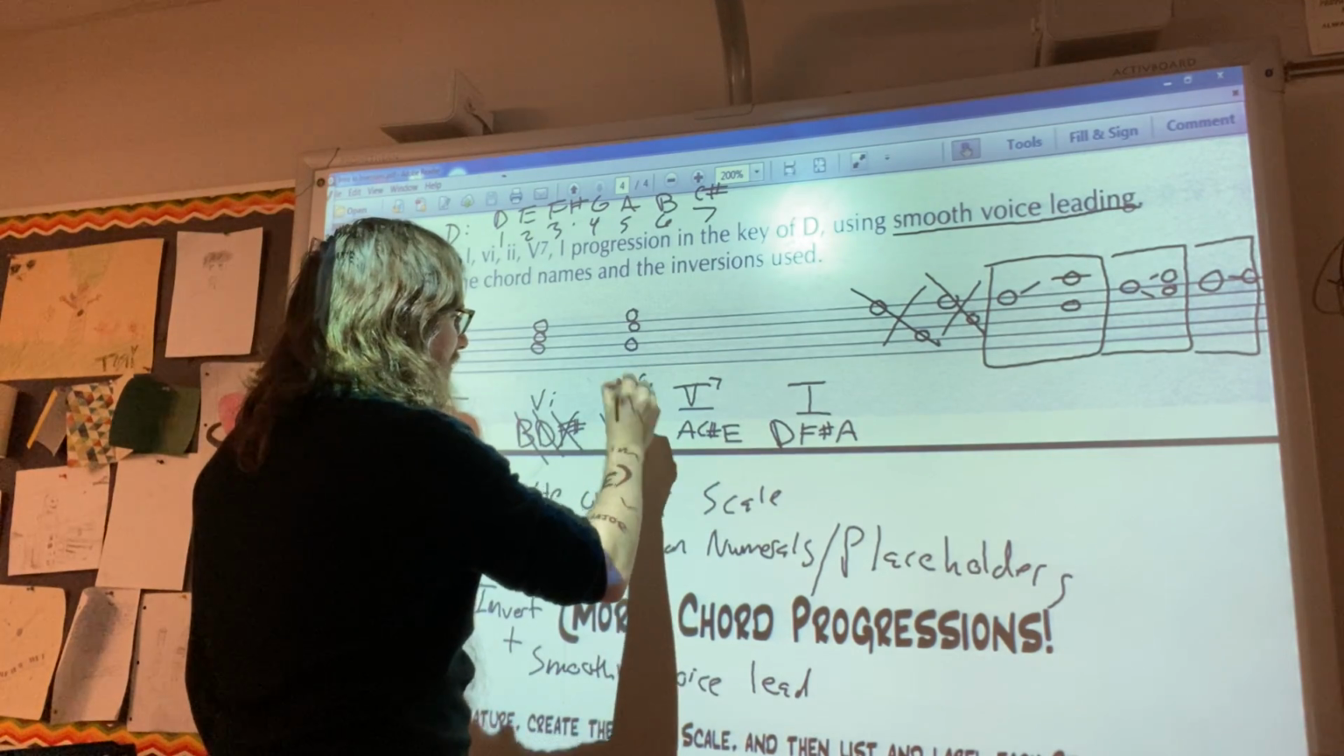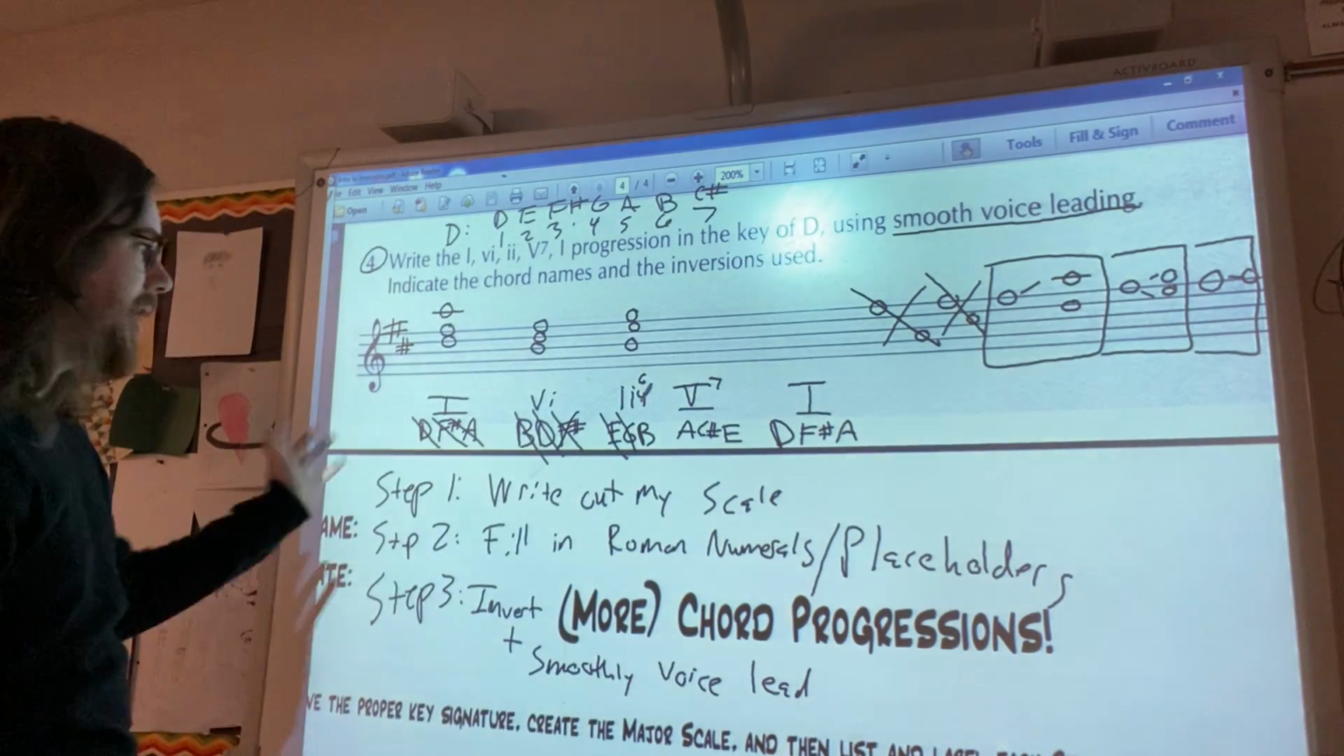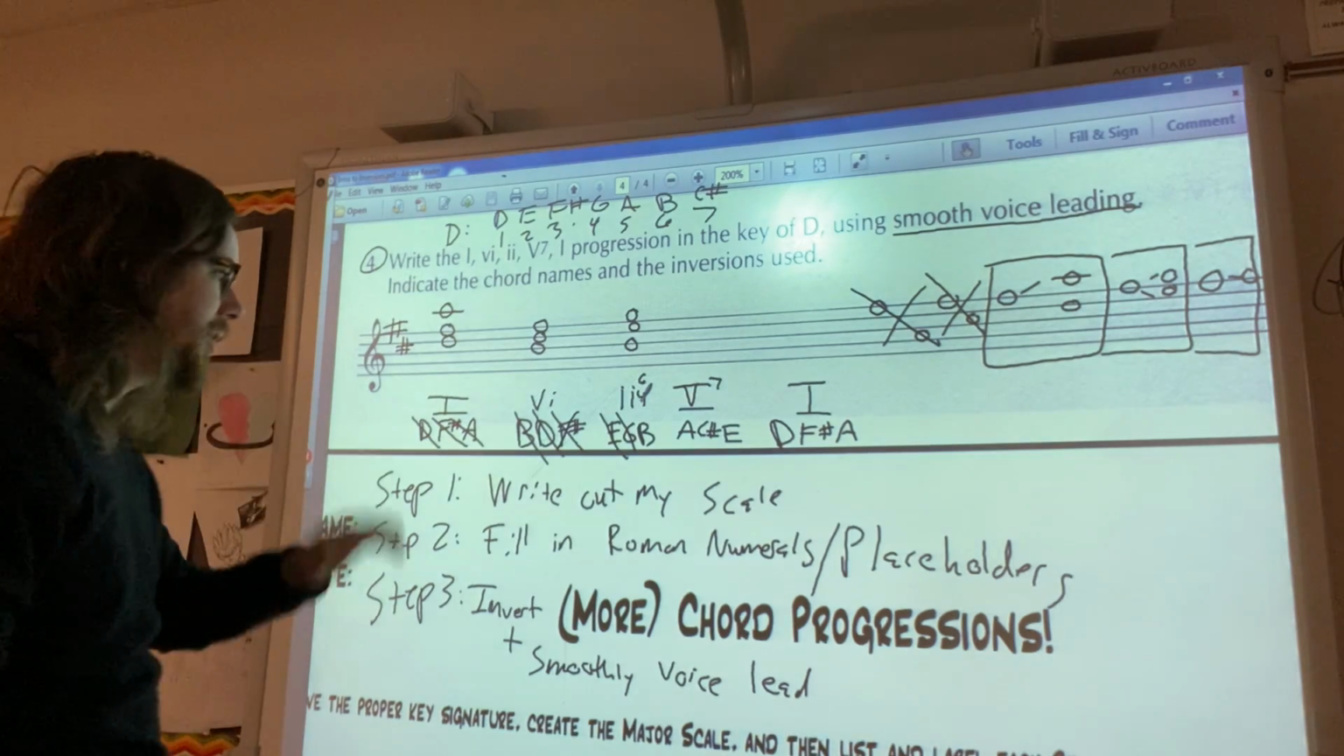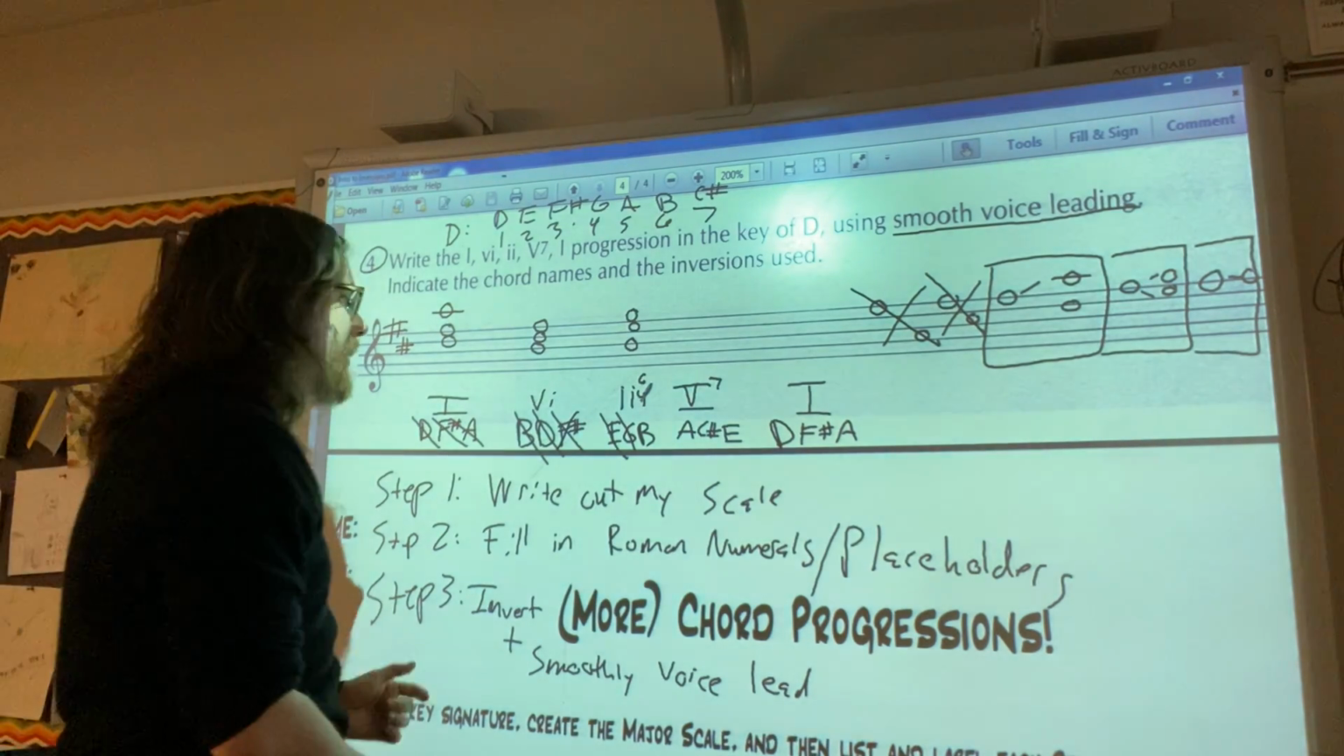Because the 5th is on the bottom, that means it's second inversion, which means I draw a 6 and I draw a 4 right next to the Roman numeral 2. And then I'm done and I can keep going. Okay? I'm going to try to finish this up before my class comes in here.